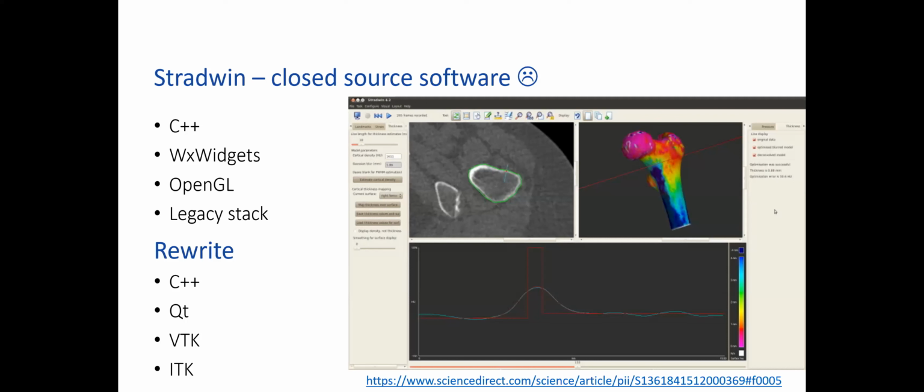Sometimes it's actually maybe more efficient to do whatever you're trying to do by rewriting the code. So in this case, I still wrote in C++, but used different GUI frameworks. I used Qt, which was the up and coming modern framework at the time, and made extensive use of VTK and ITK, which are two libraries: ITK is an image analysis library, and VTK is a great visualization library, which I'm sure many in the audience will be familiar with.